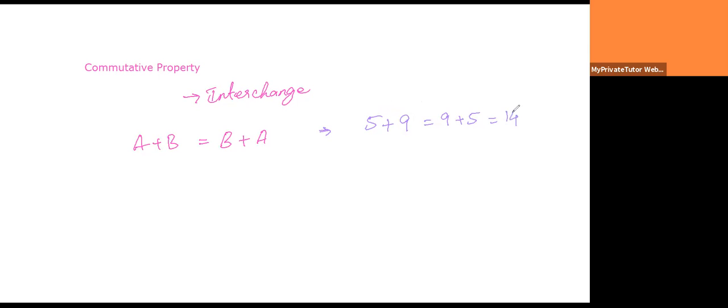Okay, so that's the commutative property. The commutative property for addition. So addition in a sense, just this, a plus b equals b plus a. So we are just interchanging the position of the values. Still we'll end up getting the same answer.